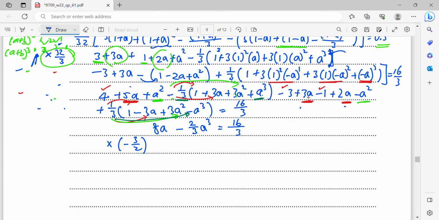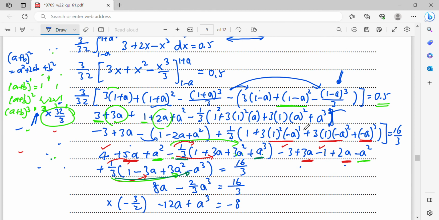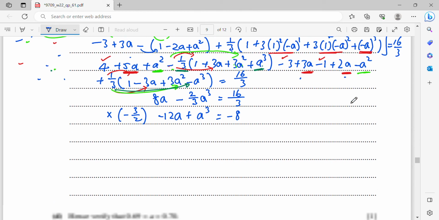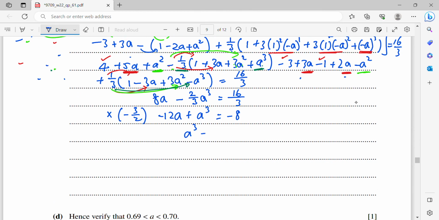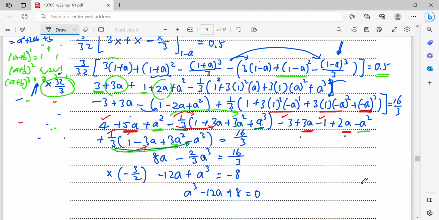So when I multiply 8 by negative 3 over 2, I will get negative 12. Okay, so negative 12a, then the next term is positive a cube, and lastly, the last term is negative 8. So now I just need to rearrange to get the answer. Right, so I will get a cube minus 12a plus 8 equals 0. So this is a solution for this question.